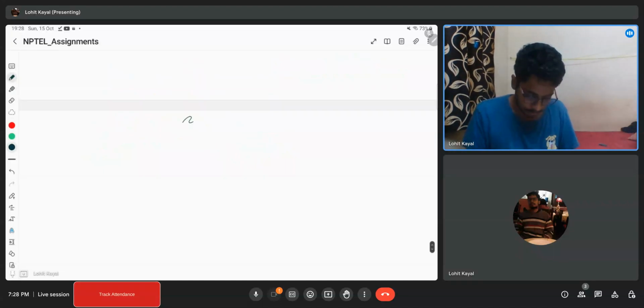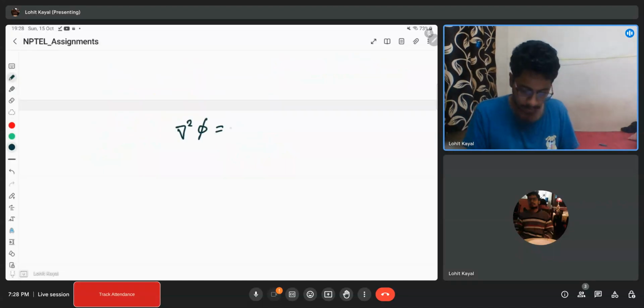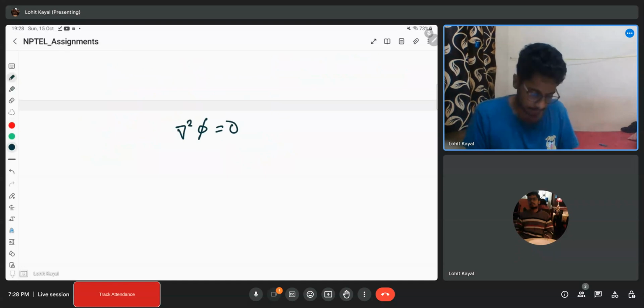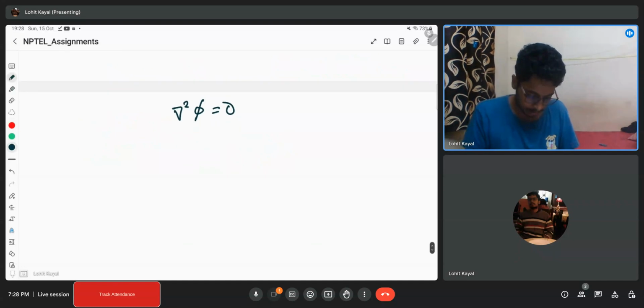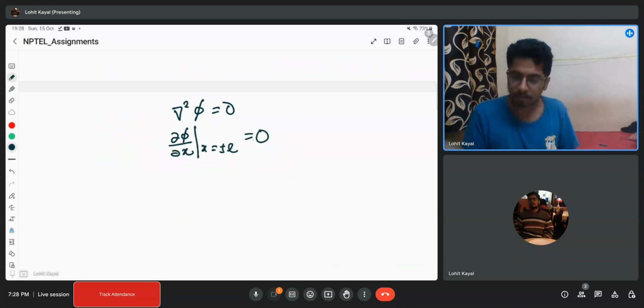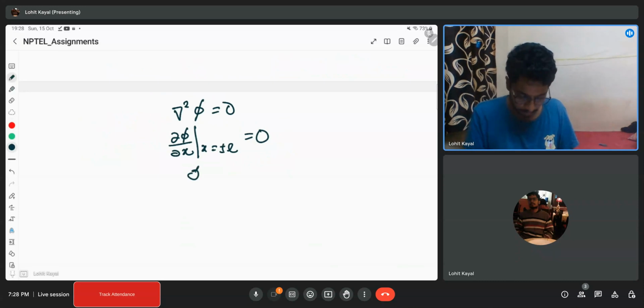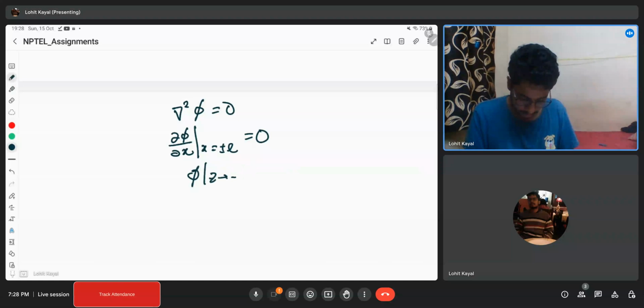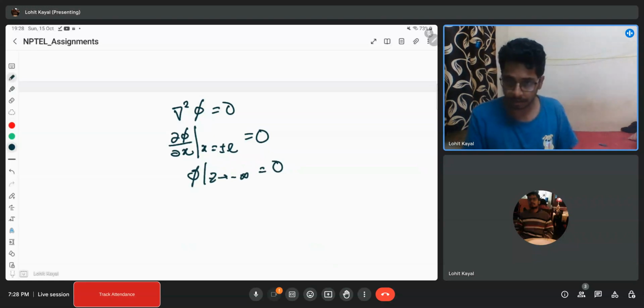So what is the governing equation? The governing equation will be the Laplacian of phi equal to 0, because this is incompressible. Then the other equation is del phi del x at x equal to plus minus L equal to 0. This is the no penetration condition at the boundary. Then phi at z tends to minus infinity equal to 0. This is the finiteness condition.